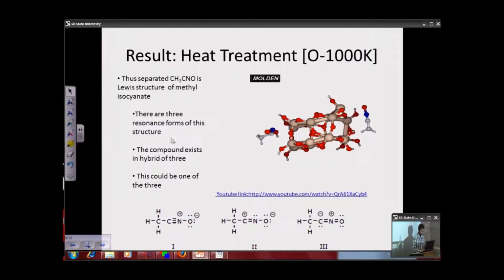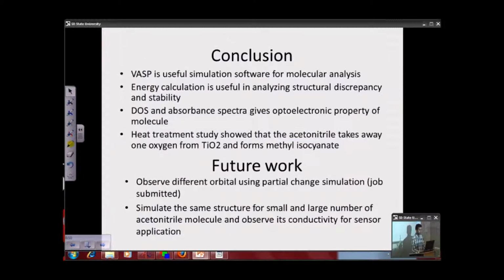There are 3 resonance forms for this structure, and the one we are seeing could be one of the 3 that I have given on the bottom of this slide. So it exists in hybrid form.